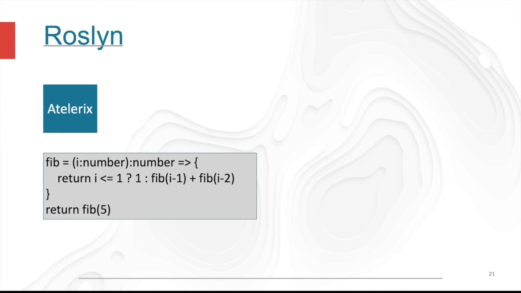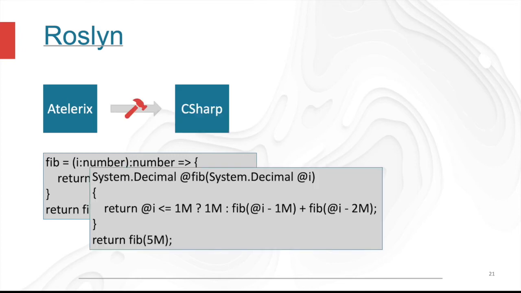I also added type hints because inside the Roslyn compiler, or inside C#, I should say, I wanted to be able to specify C# types. So I added type hints into Atelerix as well. Those are optional, but I've included them here just to make it super clear what's happening. So we take that Atelerix and we transpile it into C#. Here we see that same function, but written in C#. This is all done through syntax tree manipulation, so I'm not doing any string wrangling here.